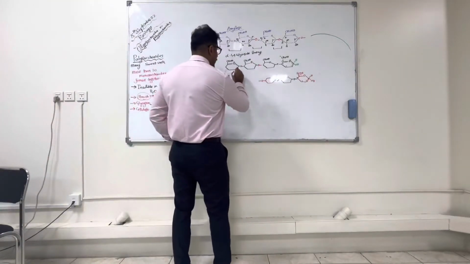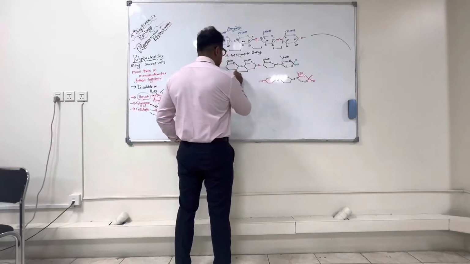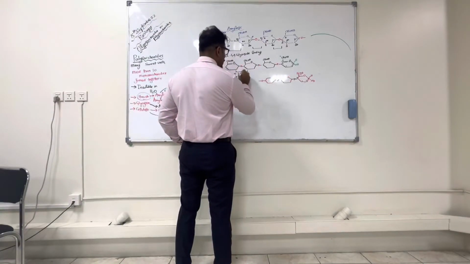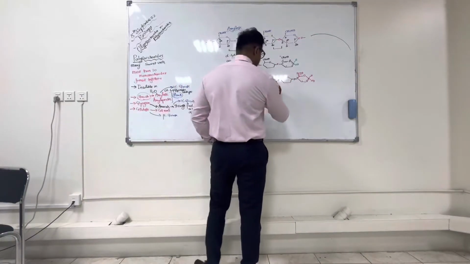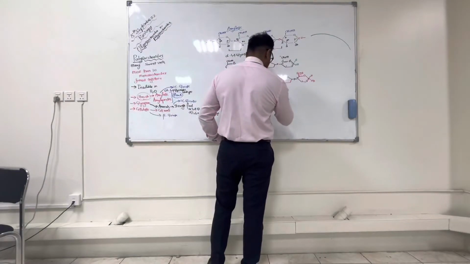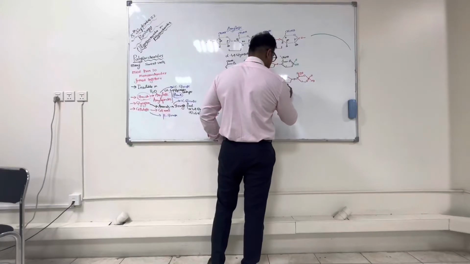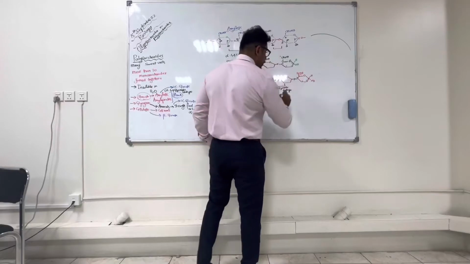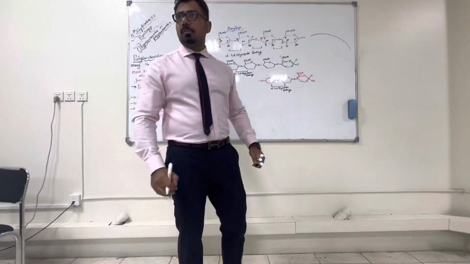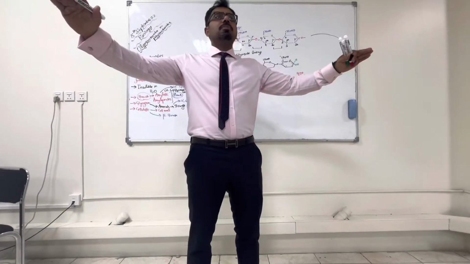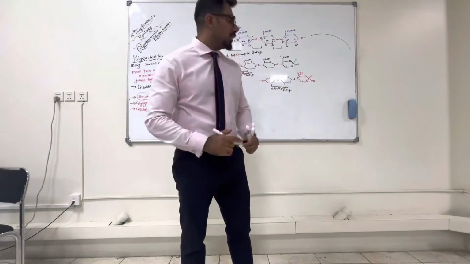Now also remember, this is what? Alpha 1,4 glycosidic linkage. Remember this as well. What is this? Alpha 1,4 glycosidic linkage. Now these are two complete chains with alpha 1,4 glycosidic linkage.